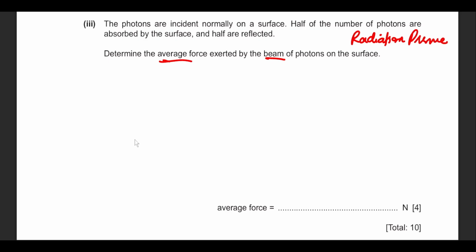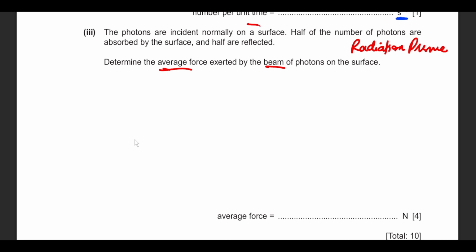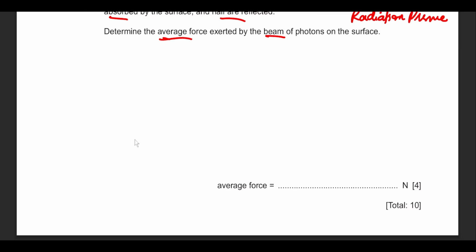Radiation pressure. He says that the photons are incident normally on a surface. Half of the number of photons are absorbed by the surface, half are reflected. Let's visualize this. So the momentum of photons is given by the equation E, energy, divided by c. And this is of course an equation that you have to memorize.